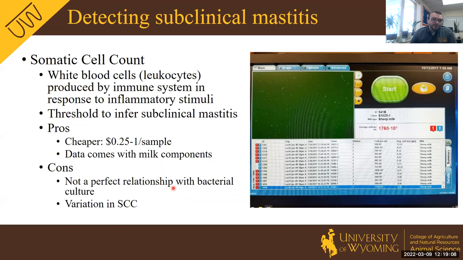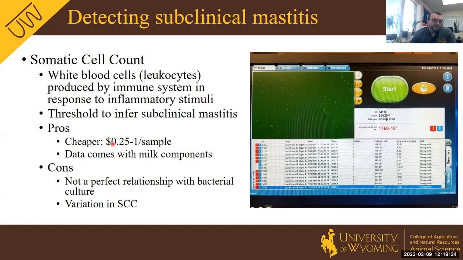So there are some pros with using somatic cell count. The first one is that it's much cheaper than using bacterial culture. It's about $0.25 to $1 per sample. This cost is dependent on both the laboratory that you're sending milk samples to and the size of the batch that you're sending in. So if you're only sending a few milk samples, it's going to be closer to $1. But if you're sending in more samples, it's going to be closer to that quarter.